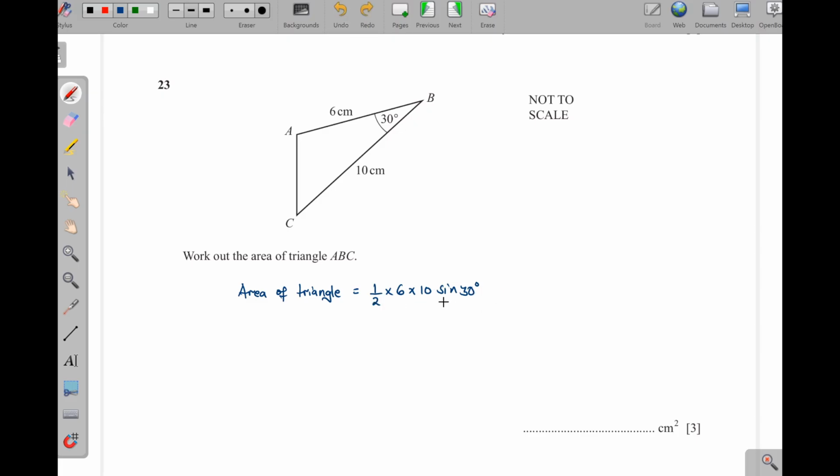So you see how I did these ones using the equilateral triangle, and then for 45, I used the isosceles right angled triangle. So what do we have here? 1/2 of 60 will be 30. Then sine of 30 is 1/2. So 30 times 1/2, that one gives us a 15.